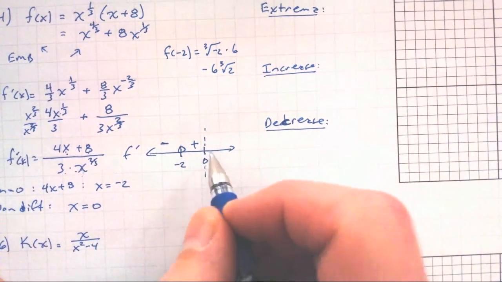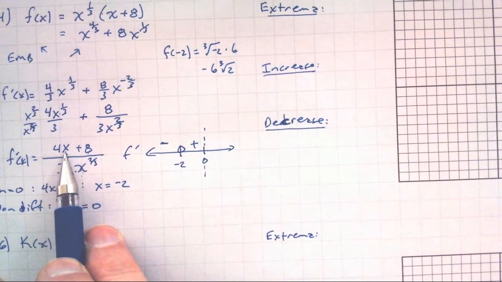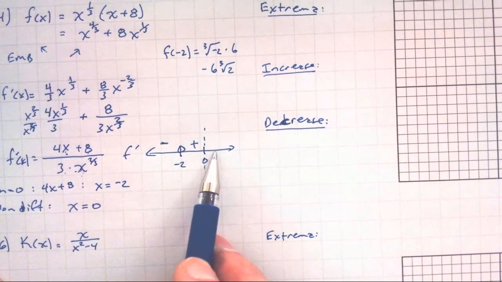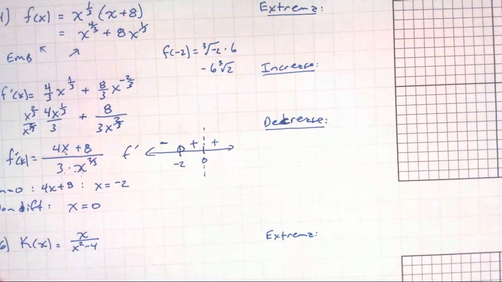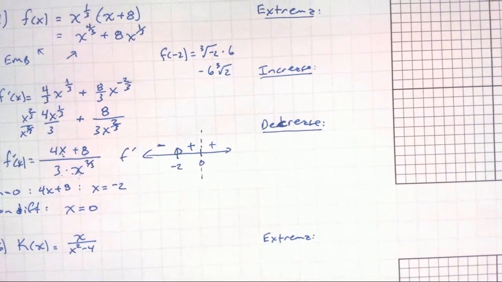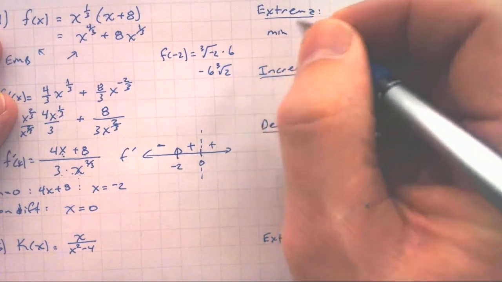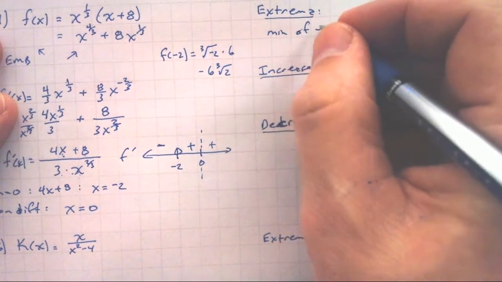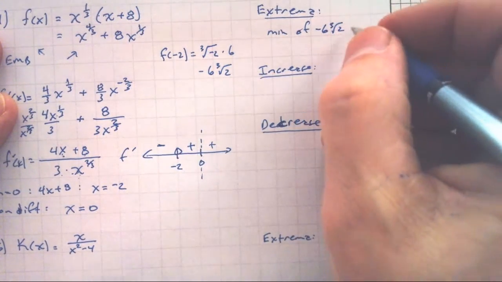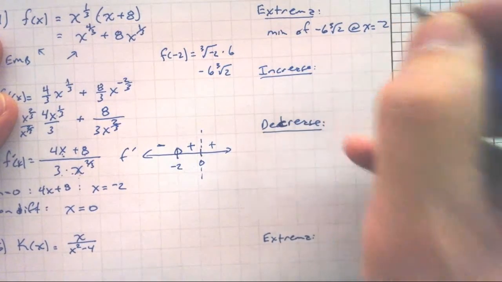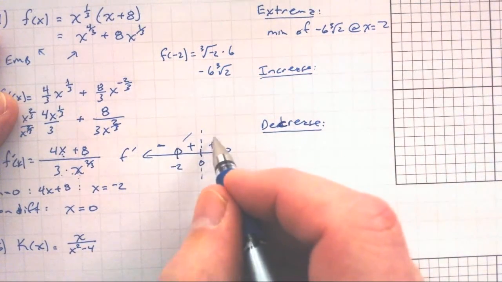Okay, and then at 0 I got problems. I can't put 0 in. And then after 0, if I put a number bigger than 0, like 1, I get positive on positive again. So it's going up and then going up again. So if I believe all of this, I have a minimum of -6 third root of 2 at x equals -2, and the graph is going up, and then after this it's going up again.